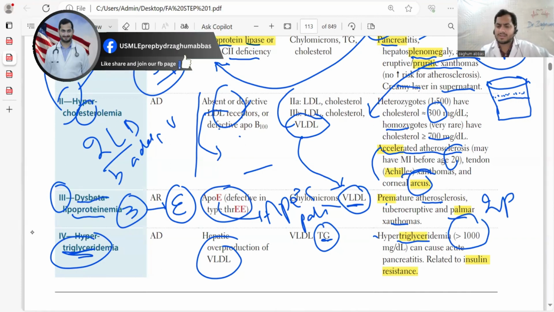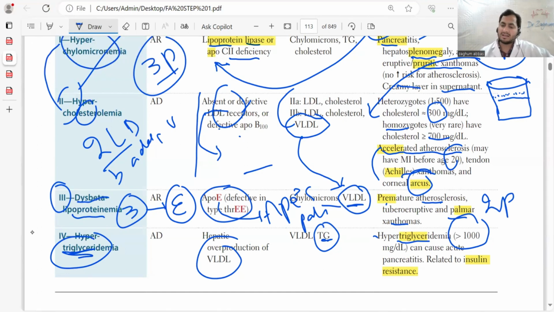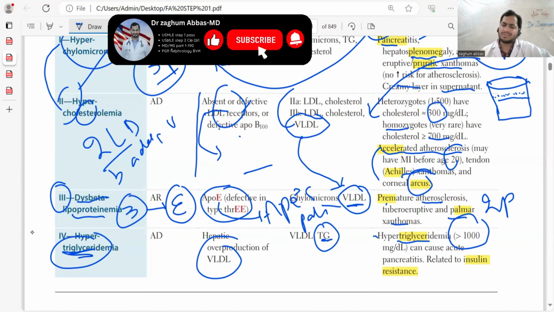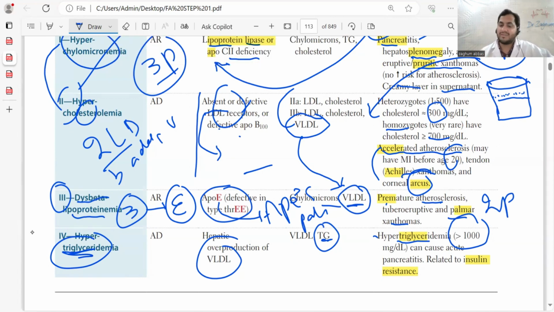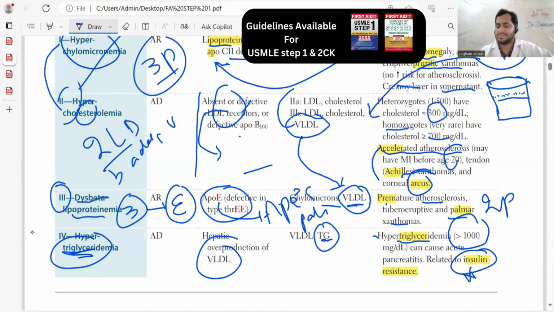How can it cause acute pancreatitis? Because every vessel towards the pancreas can be blocked, or the bile duct can be blocked by triglyceride. Mainly the vessel: a tiny vessel to the pancreas becomes blocked by a high level of triglyceride. Then there is ischemic necrosis of the pancreas, then lipase becomes activated, and then you are having pancreatitis. It is related to insulin resistance. This is high yield, very important.